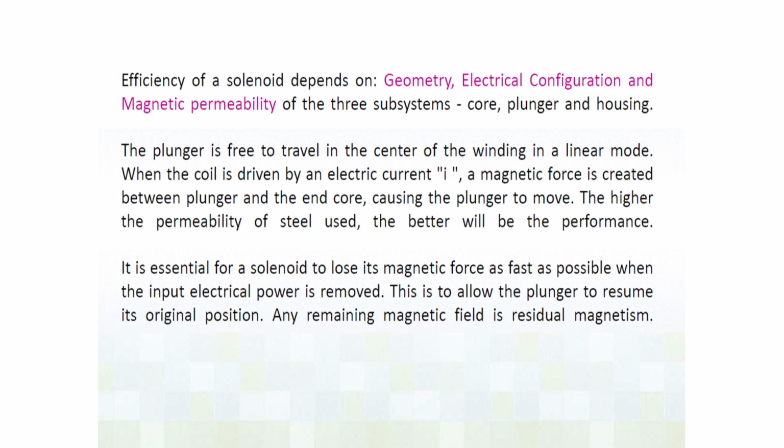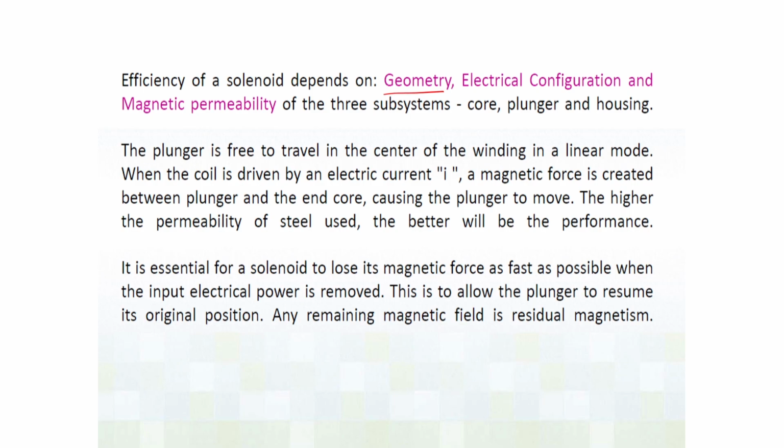So, naturally the efficiency of such a system depends on the geometry of the system, the electrical configuration, and the magnetic permeability. For example, the plunger is free to travel in the center of the winding, whether in a linear mode or non-linear. Usually it is loaded with a Belleville spring to keep it linear, and when the coil is driven by an electric current I, a magnetic force is created, and you have to keep in mind that this is actually the number of turns per unit length. So, again geometry plays an important role.